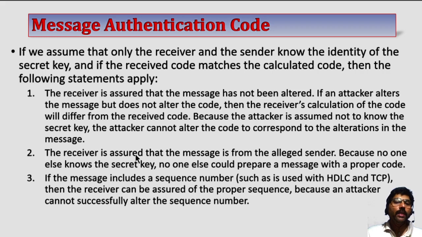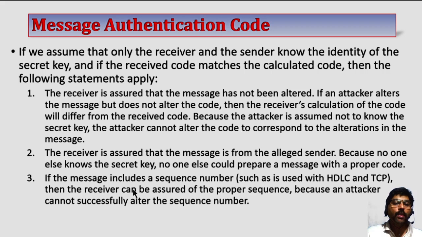Second, the receiver is assured that the message is from the alleged sender because no one else knows the secret key. If the comparison is done properly and there is no difference, then the receiver knows that only the sender has the key, so the message is actually from the alleged sender. Because no one else knows the secret key, no one else could prepare a message with the proper code. Without the key, they cannot create a message authentication code.